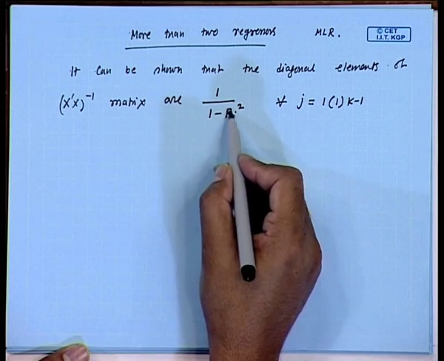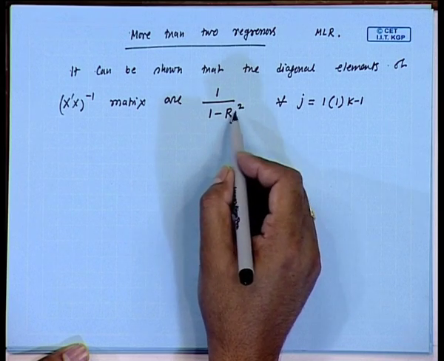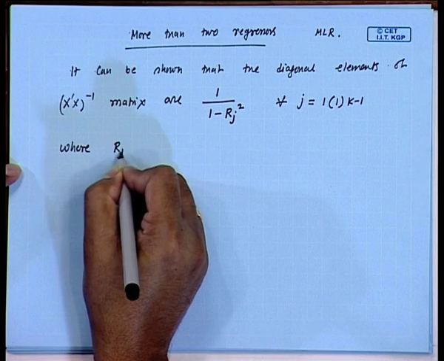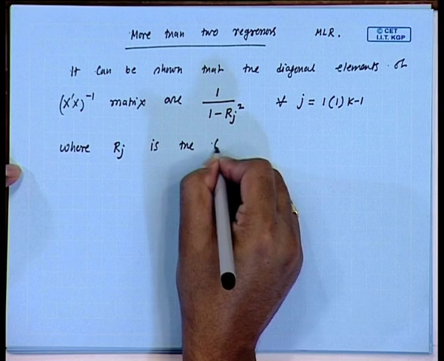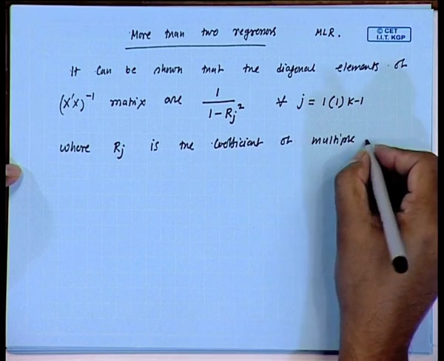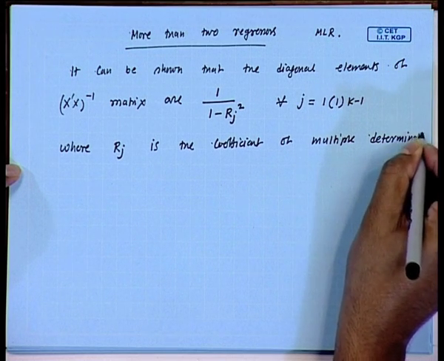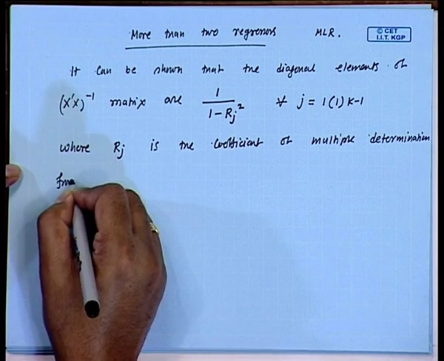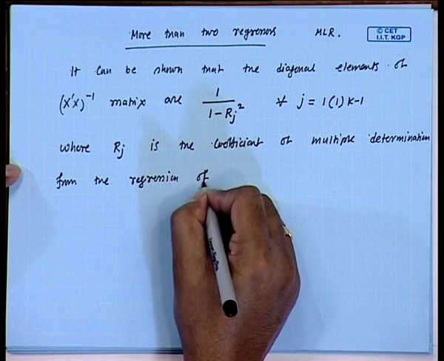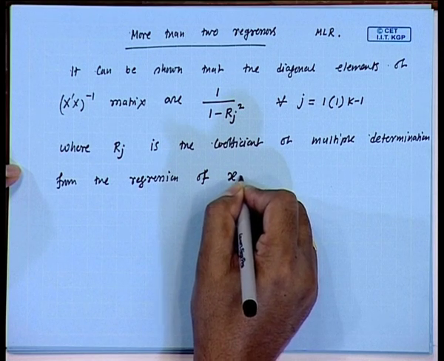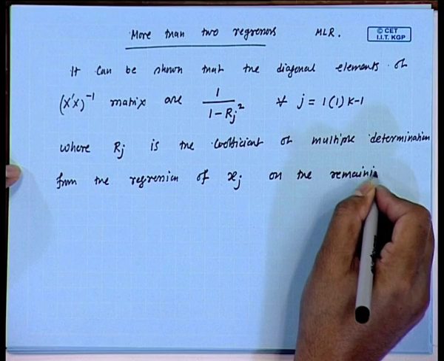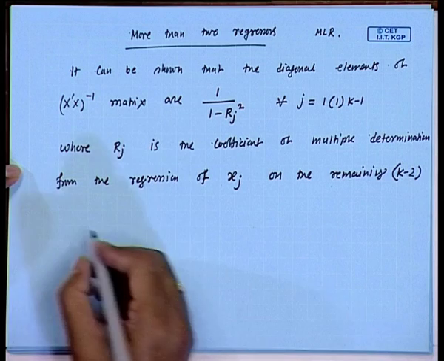Before, we had R12 square. Now R12 has been replaced by Rj, where Rj square is the coefficient of multiple determination from the regression of Xj on the remaining k minus 2 regressors.